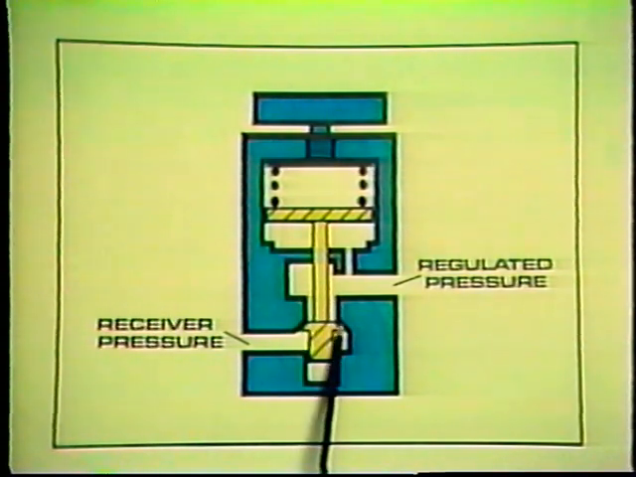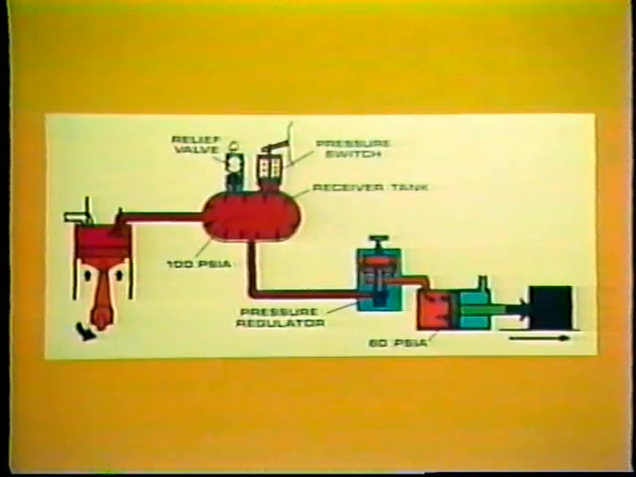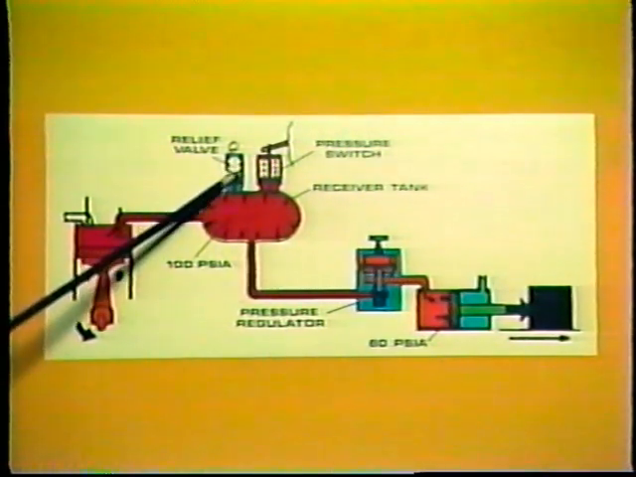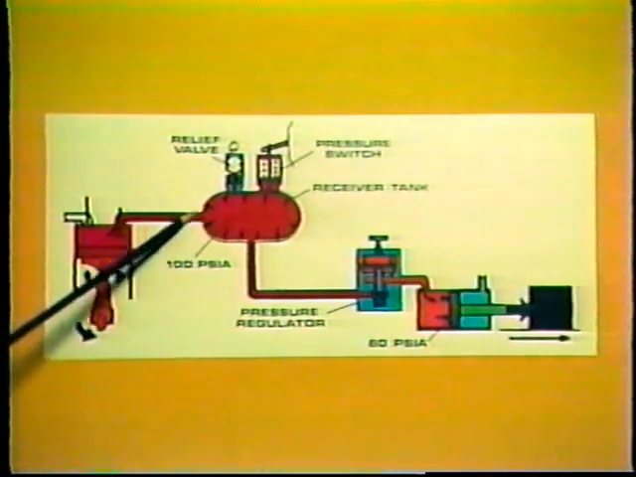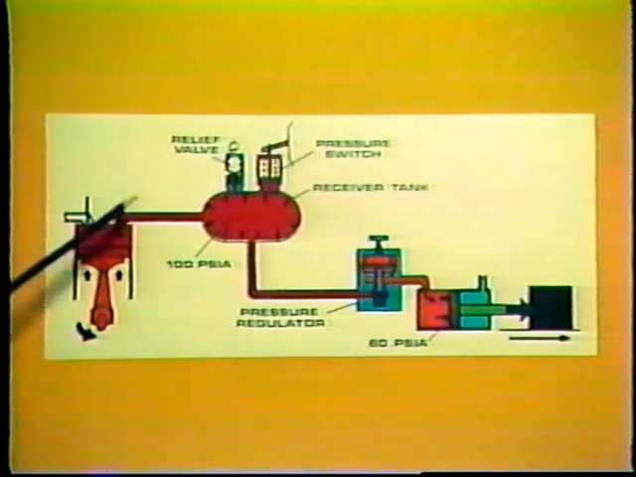Here is a pneumatic circuit which shows the placement of the system components we've covered so far. You can see the relief valve and pressure switch are located at the output of the compressor on the receiver tank.